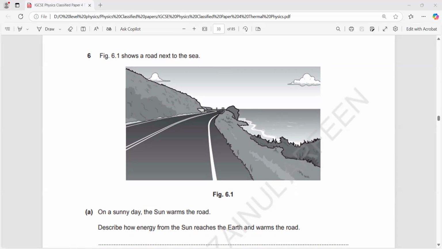So two reasons are there. The texture of the road, which is dull and dark, is a good absorber, and as a result the energy will be reflected from the water. The second thing is the specific heat capacity. Because water has a higher value of specific heat capacity, its temperature change will be small. The road has a smaller value of specific heat capacity, so its temperature change will be high.